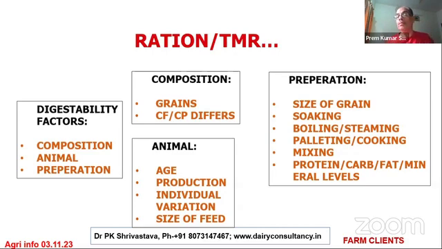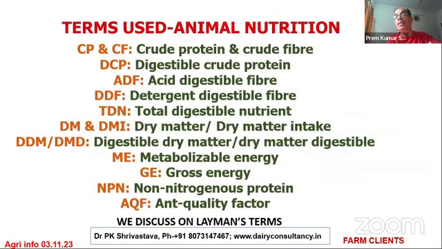Protein is digested a little slower, while carbohydrate will be digested much more easily. This kind of variation we have to keep in mind. These are the terminologies we discussed last time, generally used in animal nutrition. That is crude protein and crude fiber. Earlier, these were the two measures for good feed and bad feed. Now they have gone further ahead.